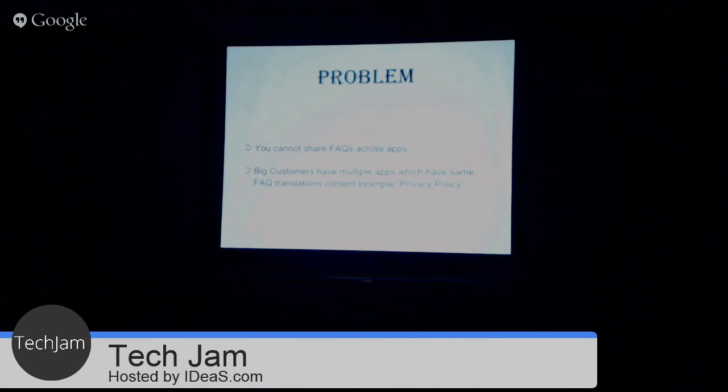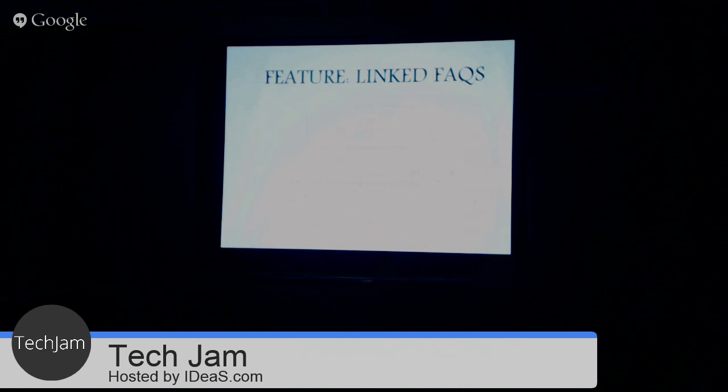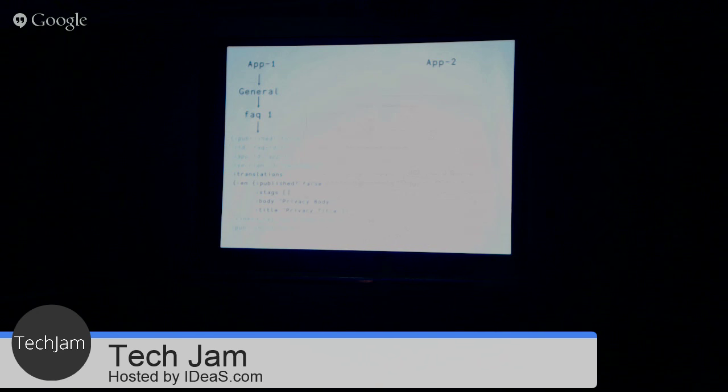There are a lot of FAQs which need to be linked together. A few weeks back, we did not support that, so we introduced a feature called linked FAQs. Say there is one app which has a section called general, and under that there is an FAQ. Then you have another app, and you would like to link it to the general section of that app. So you can sync FAQ1 to app 2, and then the translations of both the FAQs are linked.